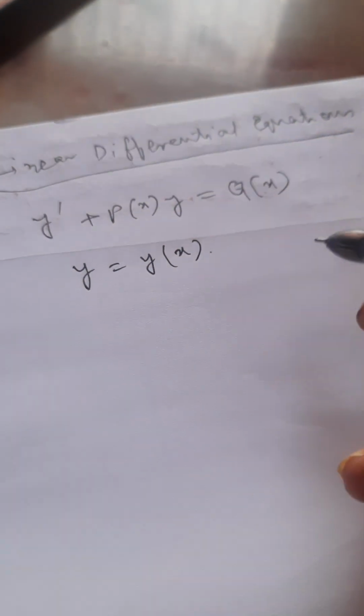Now, linear differential equations of first order are represented in this form: y' + p(x)y = q(x). Here p and q are continuous functions on some interval I, possibly the entire real line, and we seek a solution of this form: y equal to y as a function of x.